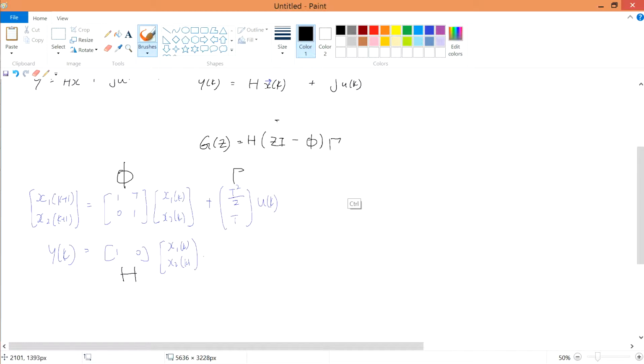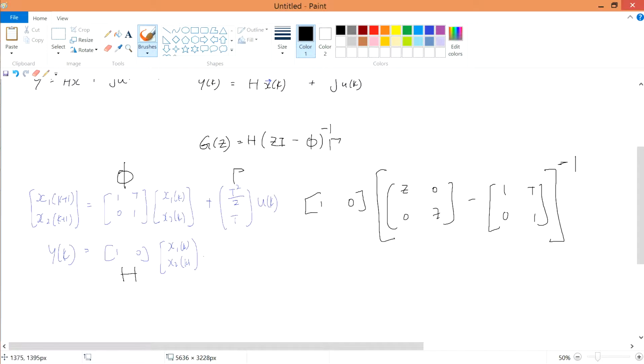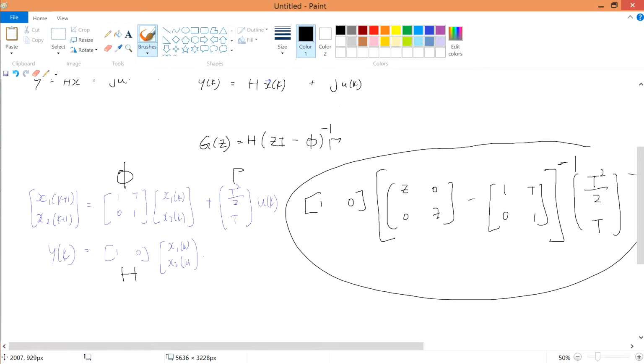I'll simply sub in all the stuff. My H is [1, 0], with an inverse. Actually, this is the inverse; I didn't write it. So it's Zi, the identity matrix, minus your Phi. Maybe I should write it as 2 by 2, so I have Z and Z over here, then minus the Phi, which is this thing over here, and then this whole thing inverse, multiplied by your Gamma. My Gamma is [T squared over 2, T].